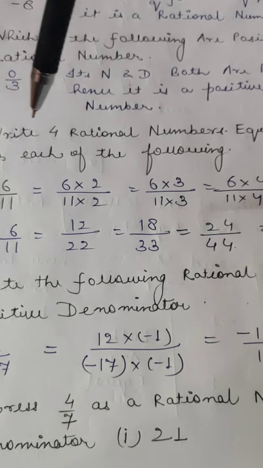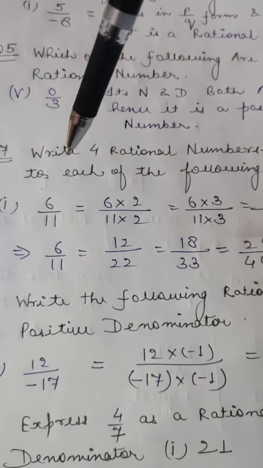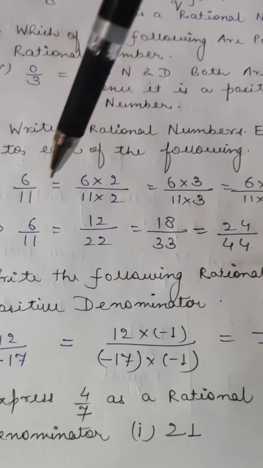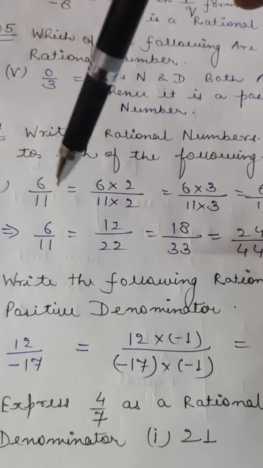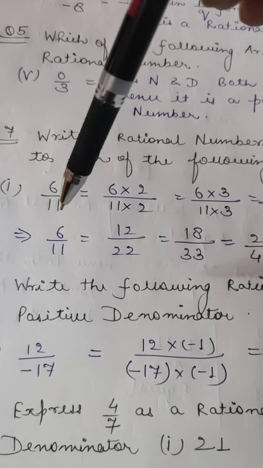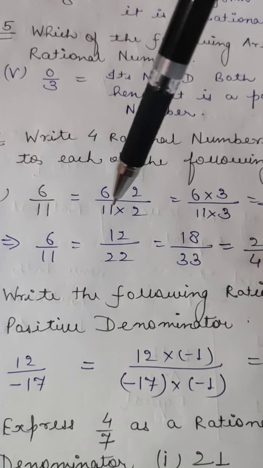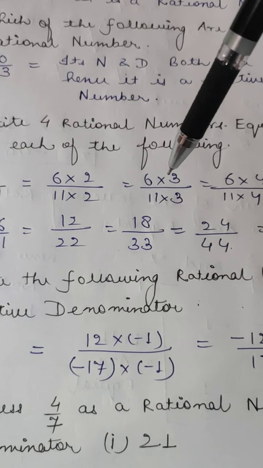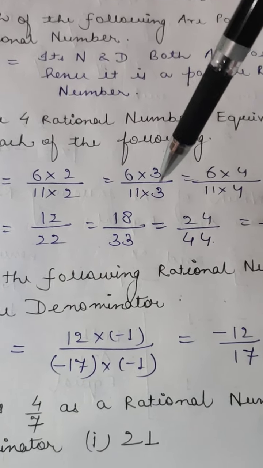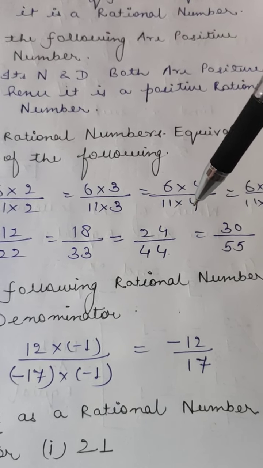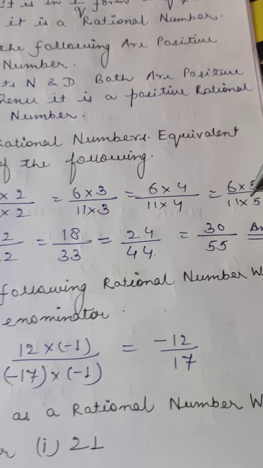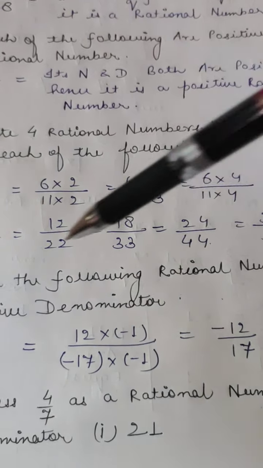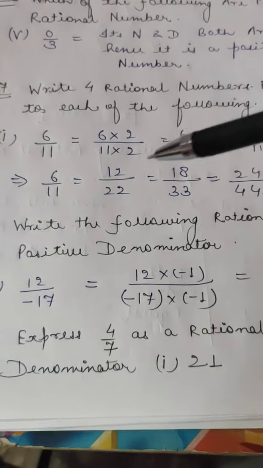Next one is: write 4 rational numbers equivalent to each of the following. I already explained to you about equivalent rational numbers. So 6 by 11 is the given rational number. In order to write its 4 equivalents, first one is multiplying both numerator and denominator by 2. Second one is multiplying by 3, next one is multiplying by 4, next one is multiplying by 5. So we get these 4 as equivalent rational numbers.